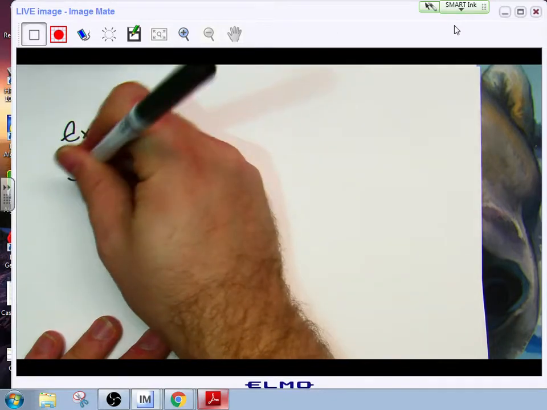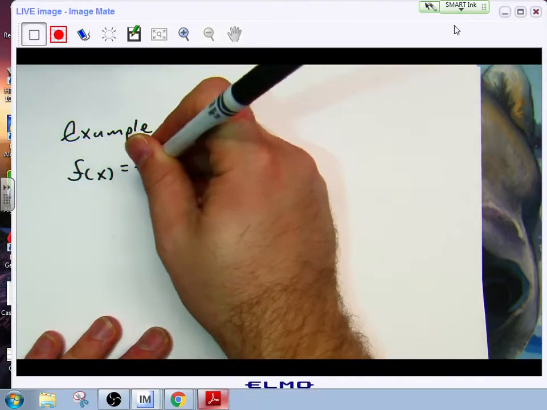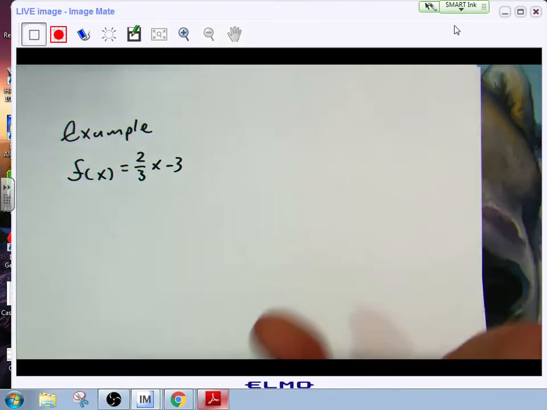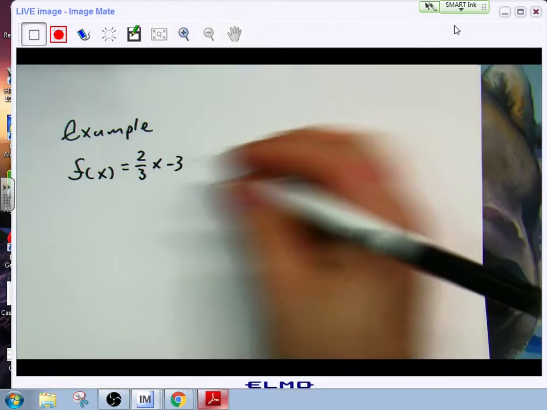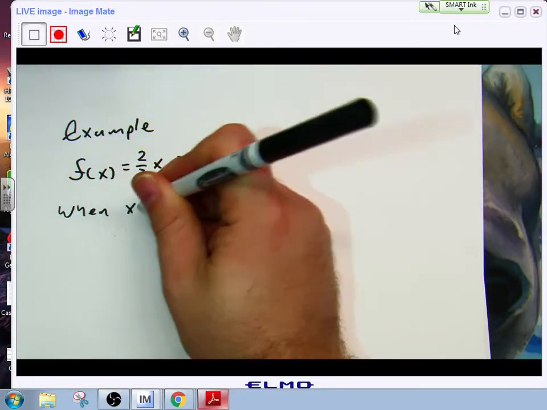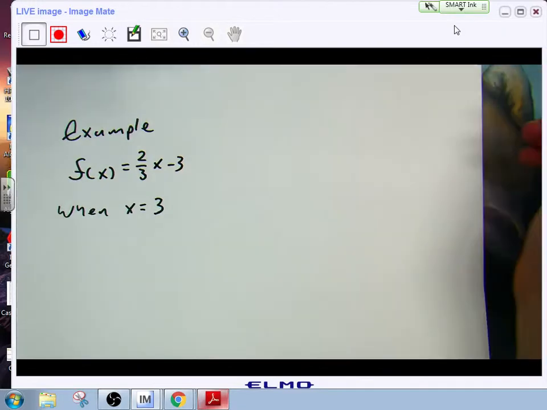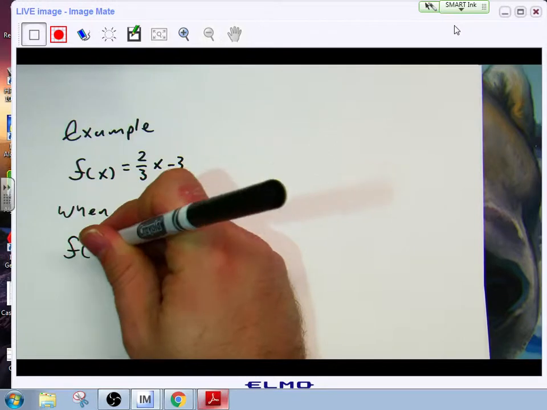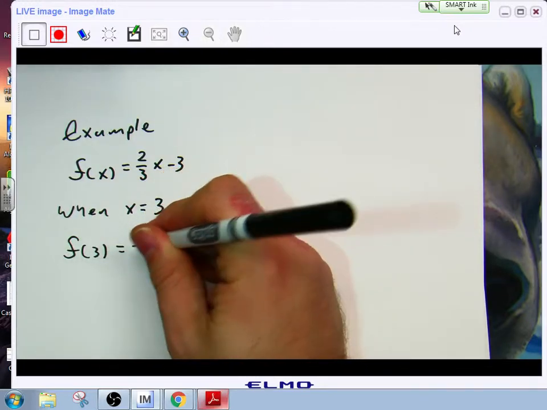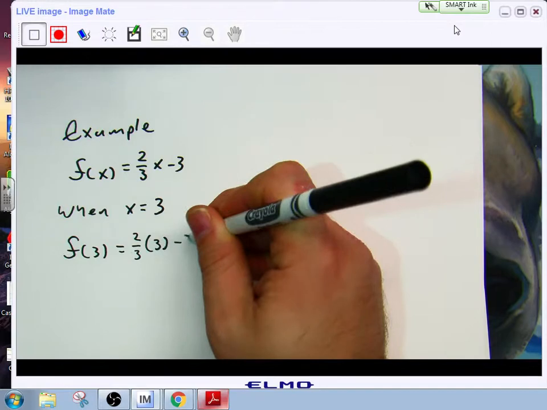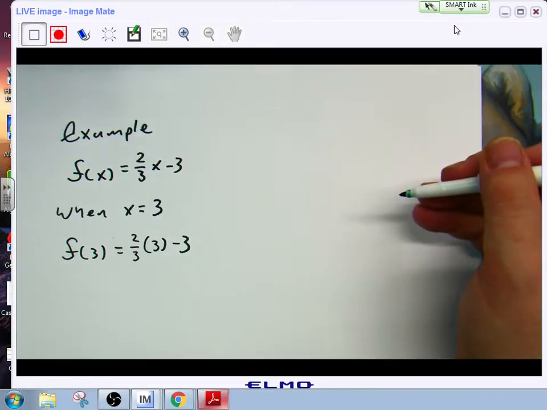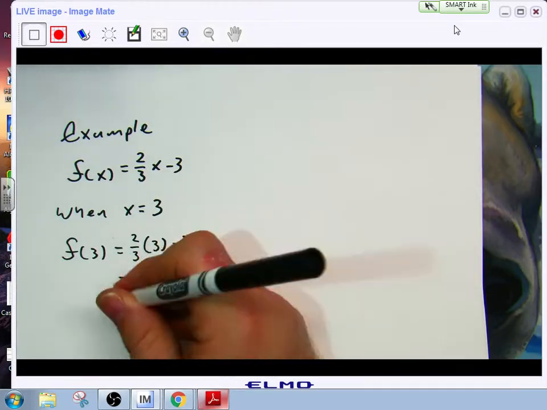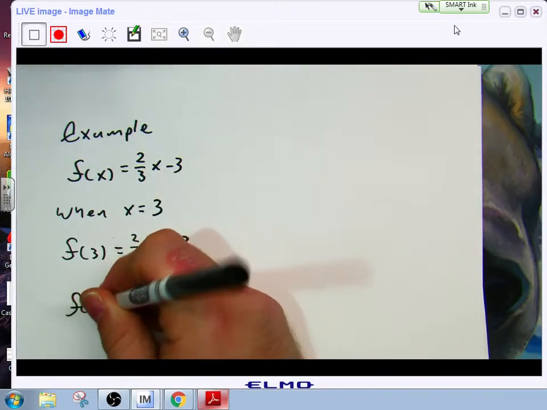So if I have f of x equals 2/3 x minus 3. I don't know what this function is, but let's say I'm curious what this function does when x equals 3. So what I'm going to do here is say f of 3 equals 2/3 times 3 minus 3. 2/3 of 3 is 2, minus 3 is negative 1. So I know that f of 3 is negative 1.